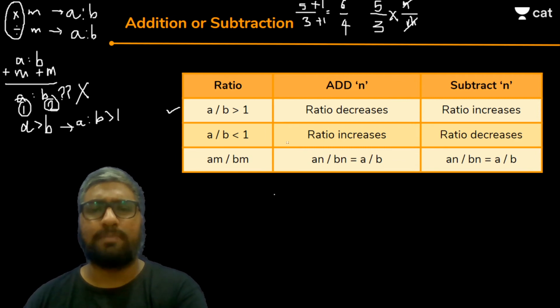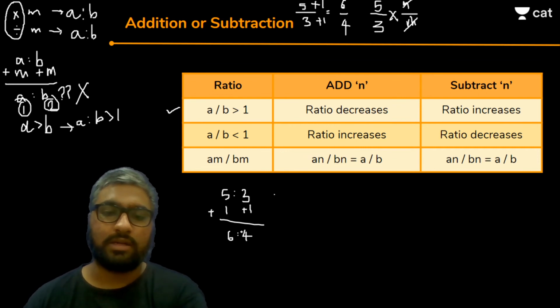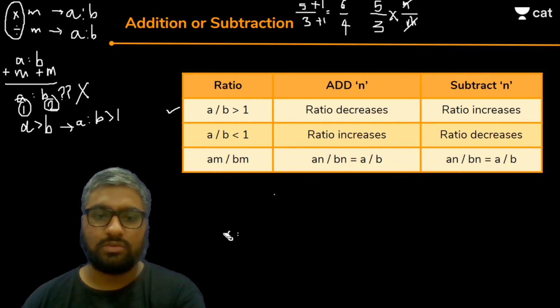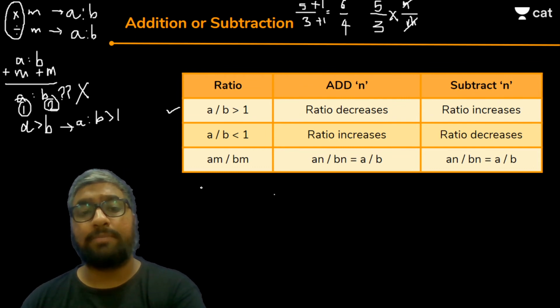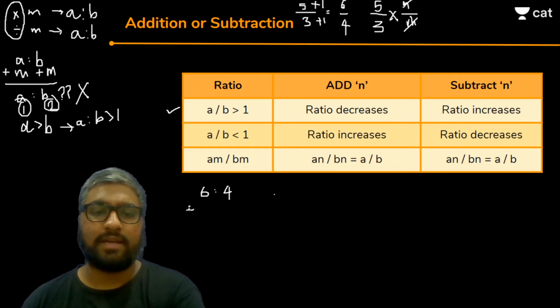Let's take the same example from above, 5:3. If I were to add 1 to both of these, what would the new ratio be? It would be 6:4. Now, let's take a number that is easy for us to deal with when we look at fractions. For example, let's take 6:4. If I were to add n, in this case 1, the ratio becomes 7:5.